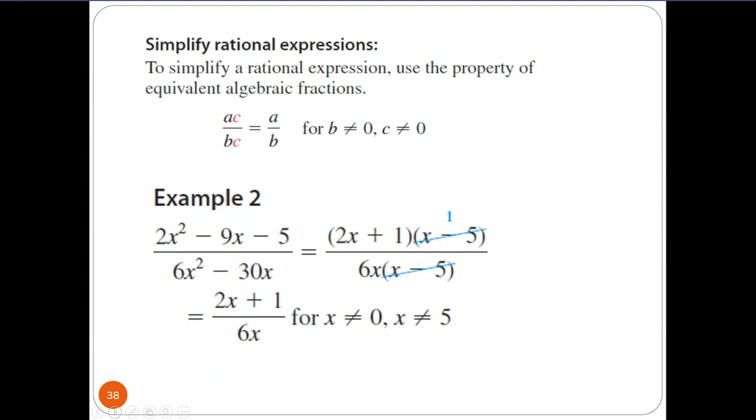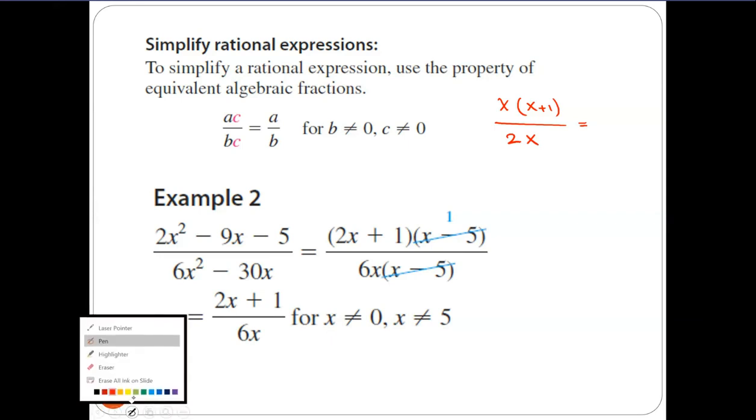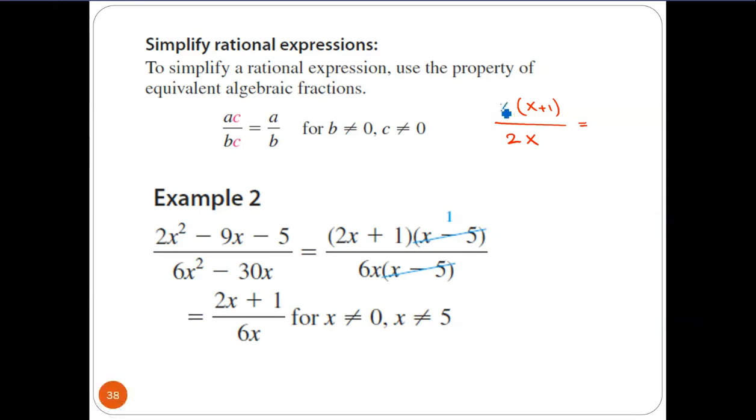Now, if we have any value in numerators and denominators that are equal and multiplied, we can remove it. Okay, for example, if we have x multiplied by x plus 1 and we have 2x, look at this. We have x here, we have x and we have x. We can remove x with x because we have multiplication. So the final result is x plus 1 over 2.